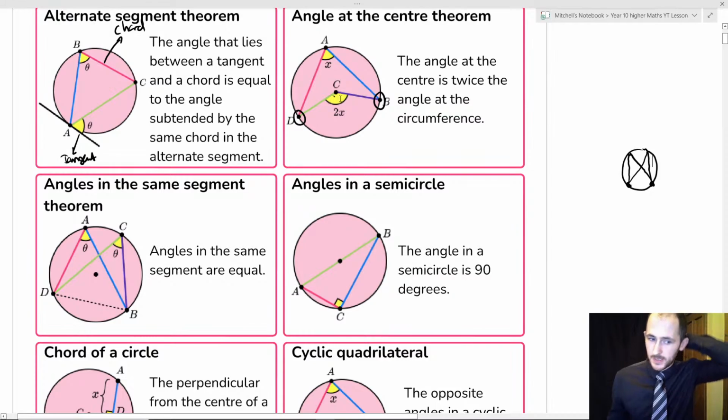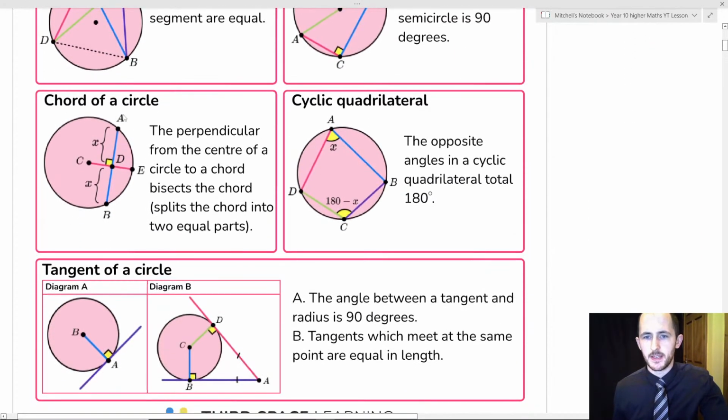Hopefully that's okay so far. The next one honestly doesn't come up that much, but if you have a chord and the radius, they always meet at not only 90 degrees, but they always cut each other in half. So the chord is split in half. I'm hoping that's all okay so far.